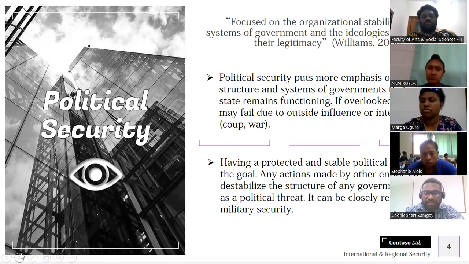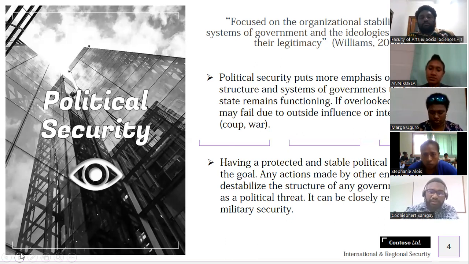And having a protected and stable political structure is the goal. So any actions made by other entities to destabilize the structure of any government is seen as a political threat. And this can be closely related to military security.